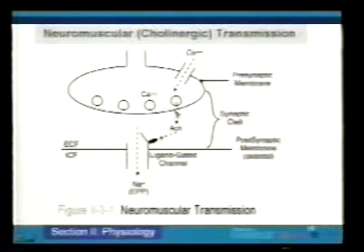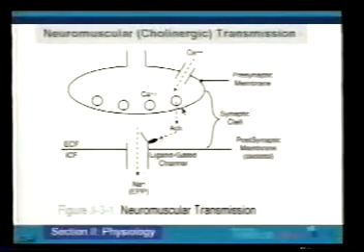Now, once this transmitter acetylcholine is released into the synaptic cleft, it will diffuse to the postsynaptic membrane. It is the postsynaptic membrane that has the receptors for acetylcholine. Most of the receptors for a transmitter are on the postsynaptic membrane. I know there can be some on the presynaptic membrane, but the best answer is always the postsynaptic membrane.